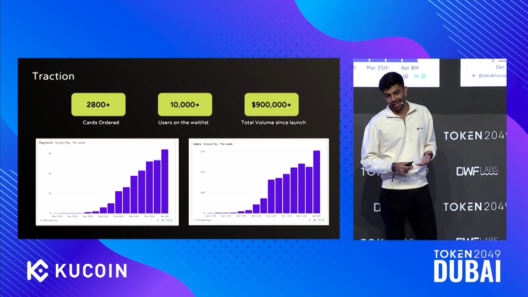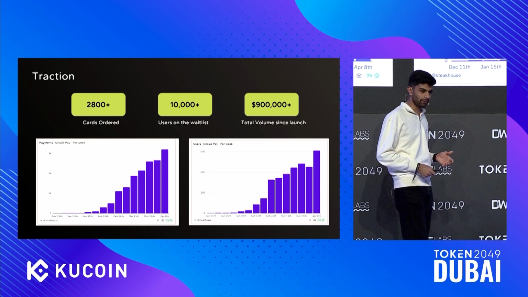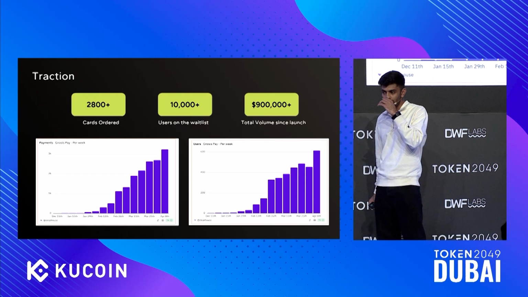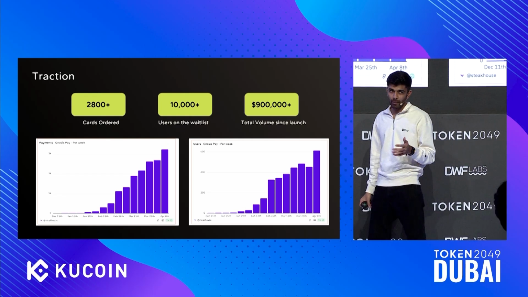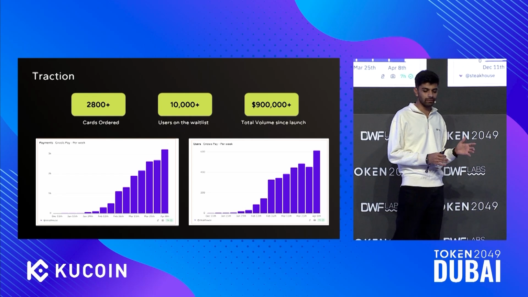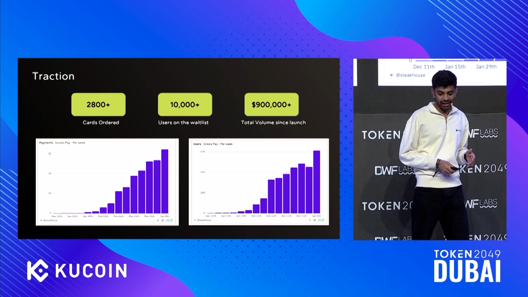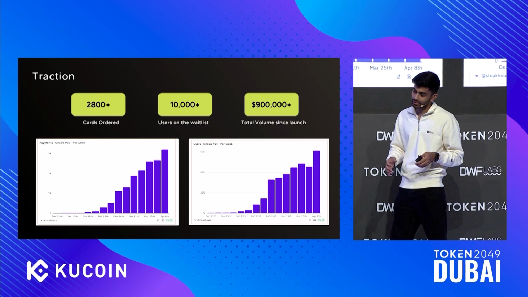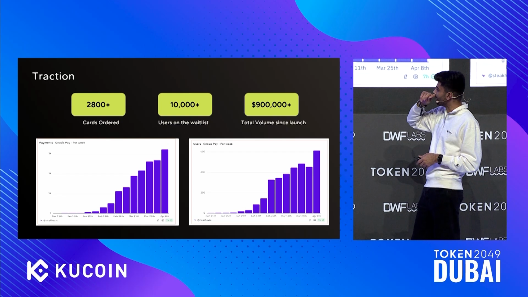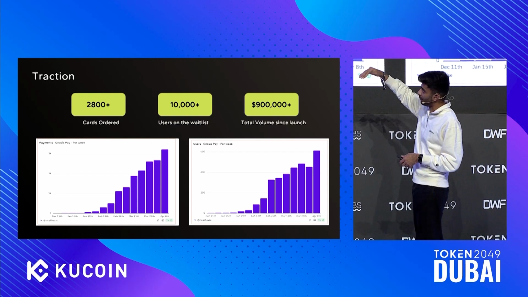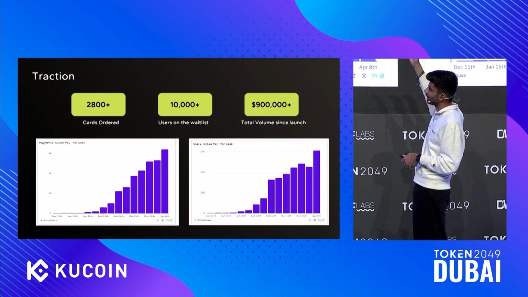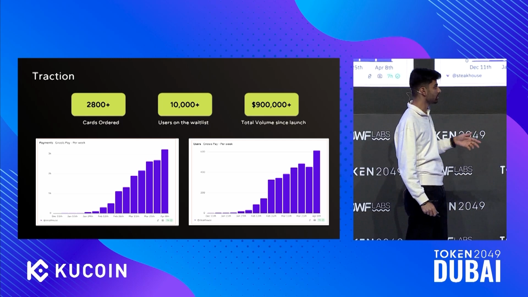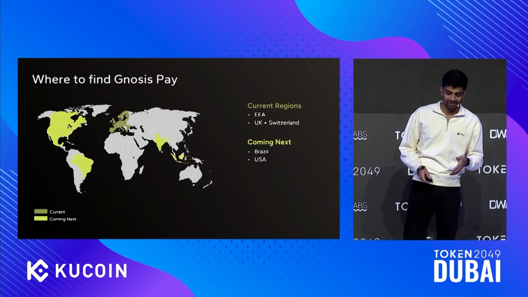What does traction look like? We launched on February 5th, 2024. We've had about 10,000 people who are waiting across the world to get their cards. We have about 2,800 cards that have been delivered or have been ordered. And we are close to reaching about $1 million in payment volumes. As you can see, we've seen a lot of exponential growth in terms of the payments that have happened per week. We've crossed 3,000 payments per week now. And we've also seen a growth in the number of active users. So we're super bullish on this.